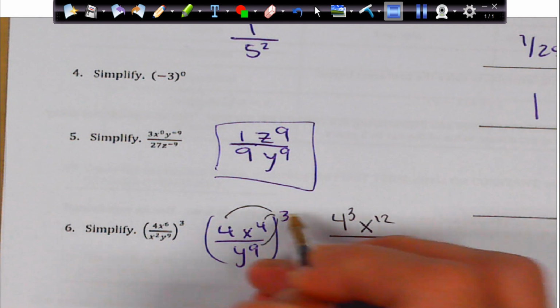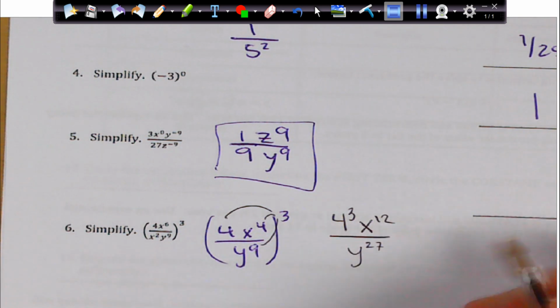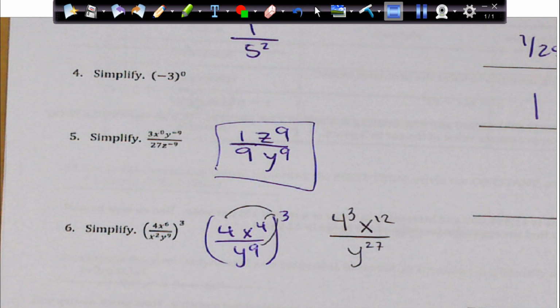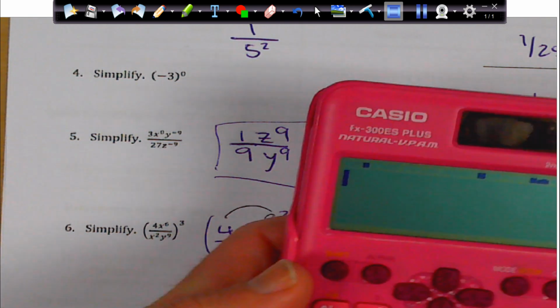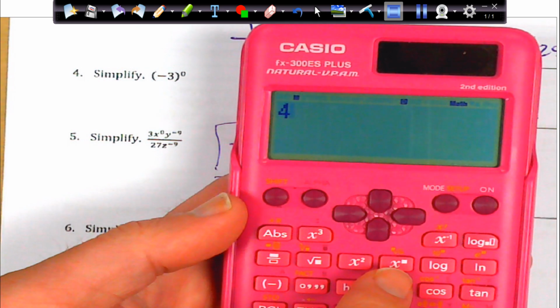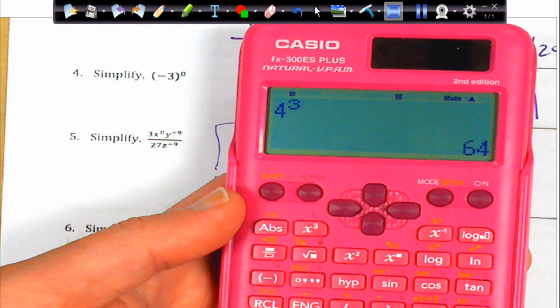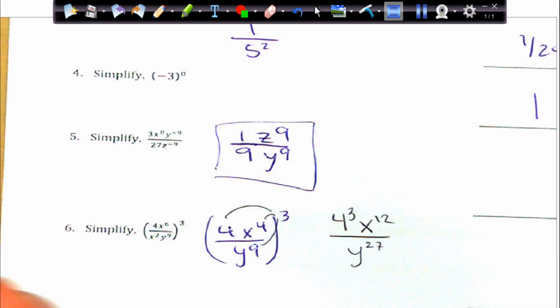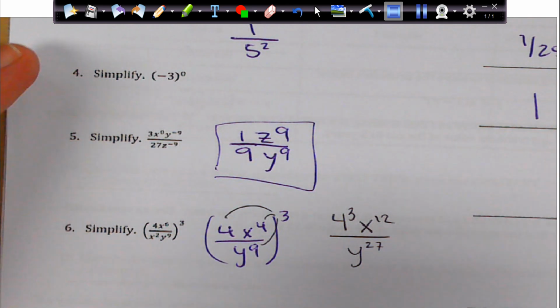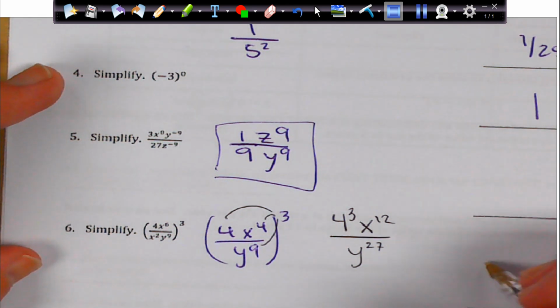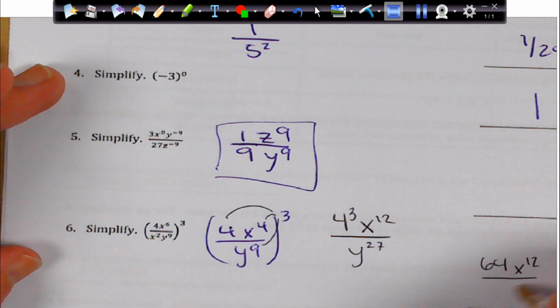And this is going to be 9 times 3, which is 27, and then we just have to do 4 to the 3rd power, which is 4 times 4, which is 8 times another 4, which should be 32. Again, you can always check that on your calculator. 4, and then you can hit this little button right here, which will do any power you want. 3, and hit enter. We get 64. Oh, 4 times 4 is not 8. I apologize. 4 times 4 is 16. I knew that. And so we get 64, x to the 12th, y to the 27th. There's a good reason why I double check. Otherwise, I would have written the wrong answer down.